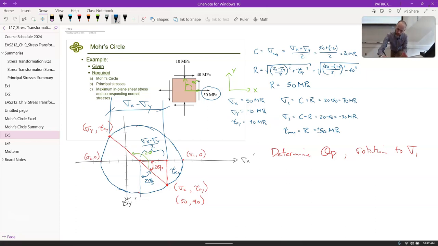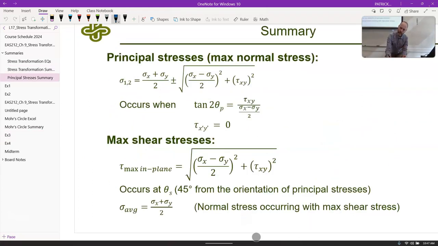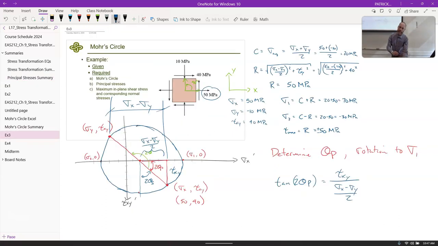And so solving for this, which will probably look familiar: tangent of 2 theta is equal to tau xy over sigma x minus sigma y over 2. That equation that we are plugging and chugging to, you can see visually where that comes from on the Mohr circle. So it's usually relatively straightforward to see and solve this.